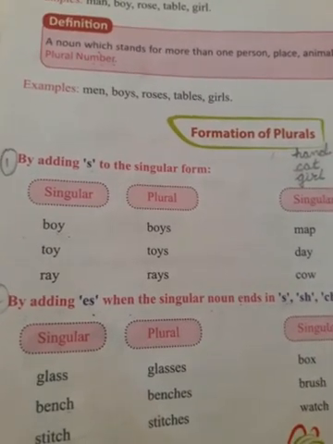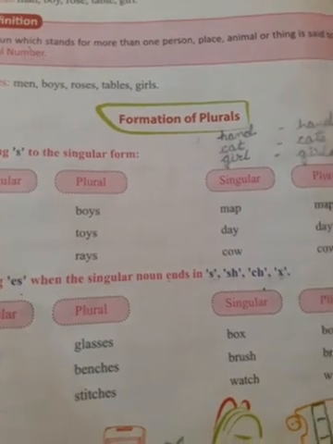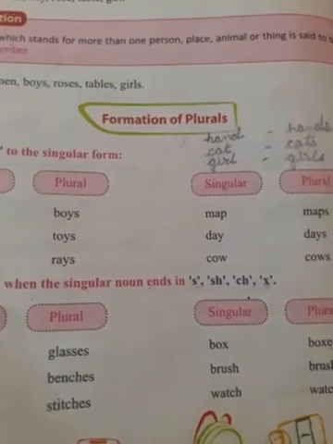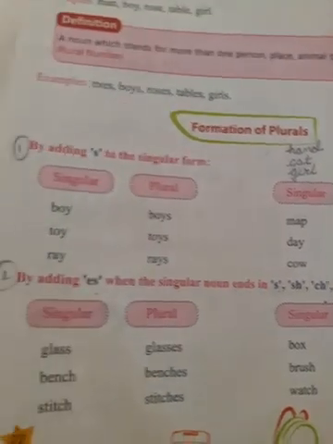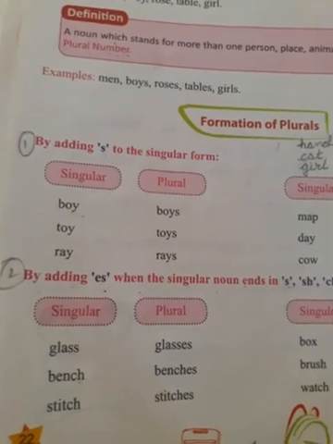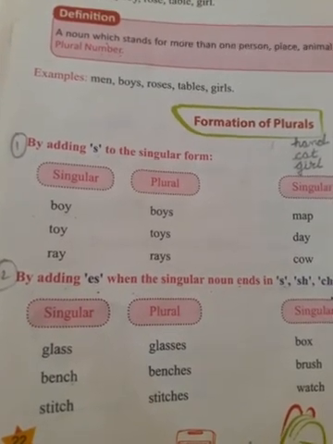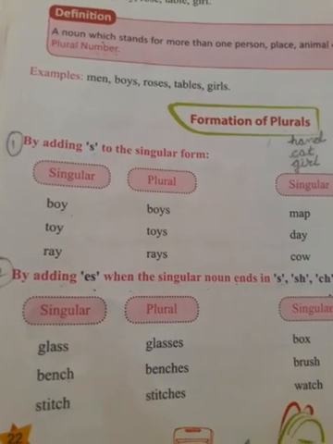We'll do the revision very fast. By adding es when the singular noun ends in s, sh, ch, x. Example, glass, glasses, as the last letter is s. So what we have to do? Only we have to add es to it. So it will become the plural, glass, glasses.